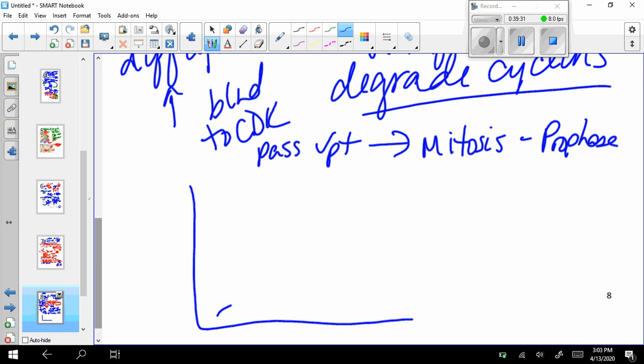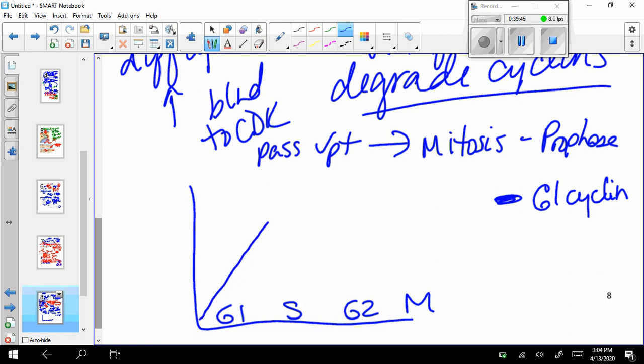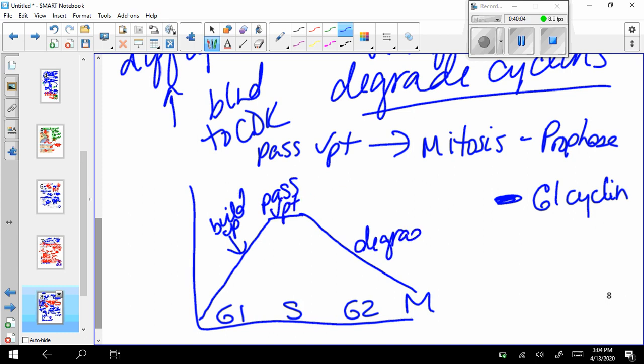If this is G1, S, G2, and mitosis, my first color will be this blue. And so this is a G1 cyclin. So I'm going to expect my G1 cyclin to go up, up, up, be high enough to be counted so that I actually start dividing, and then it's going to go back down. And the reason it goes back down: here my cyclin is going to build up, and here it's going to pass the checkpoint, and here it's going to be degraded.